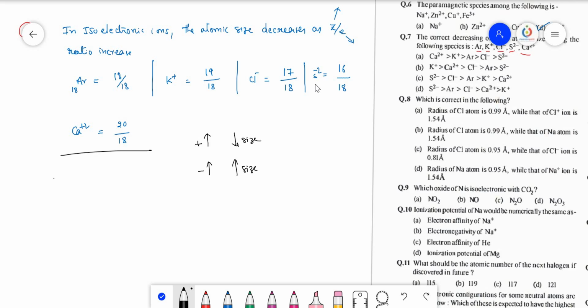So here negative ions will have more size than the positive ions and neutral ions first. So S minus 2 is having the highest negative charge, so that S minus 2 size is more than the next Cl minus. Next one, neutral atoms comes, that is argon, which is more in size than the next positive ions. Positive ion size is less. So among the positive ions, here positive charge is less, here more. So K plus is bigger in size compared to the Ca plus 2. So this is the order to be followed. So option C is correct.